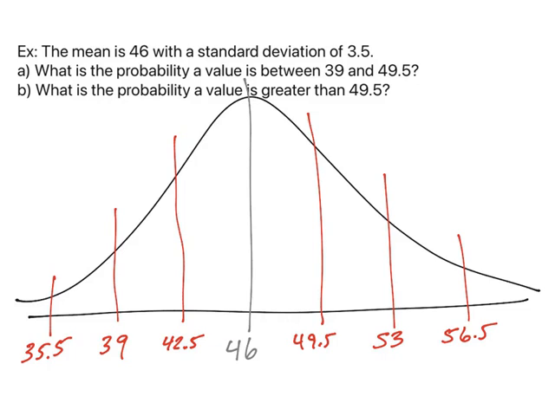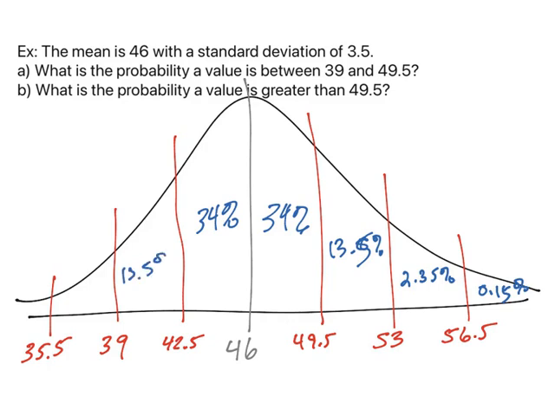Now that I have those, let's look at part A. Oh, wait, let me put my percents in. Please excuse. So 34s, I've got 13.5%, 2.35% and 0.15%. Do it the other way as well because it's all about symmetry, which is nice. You only have to really remember one side, and then you can make it work for both.